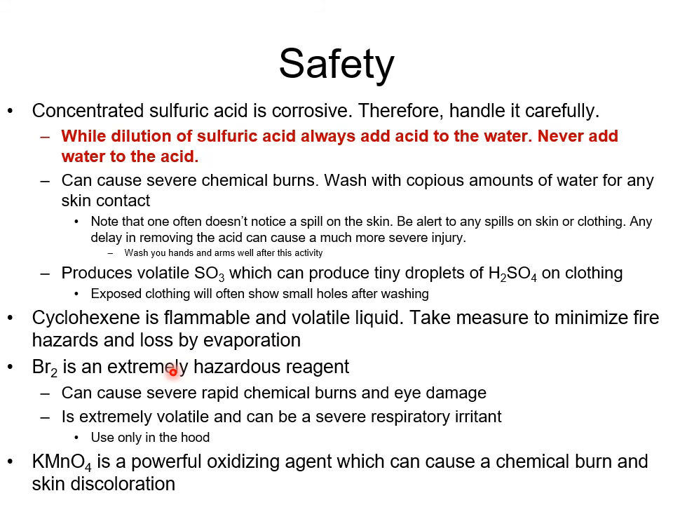Bromine is extremely hazardous. It can cause severe rapid chemical burns and eye damage. It is extremely volatile and can be a severe respiratory irritant. So always make sure to keep it in the hood. Potassium permanganate is a powerful oxidizing agent which can cause a chemical burn and skin discoloration. So you want to watch out for that too.